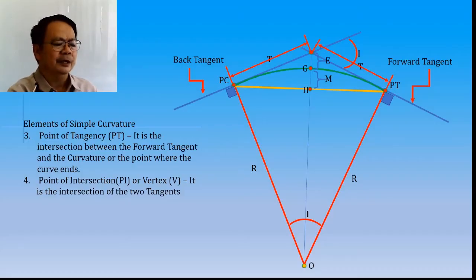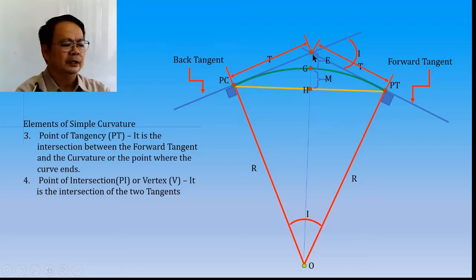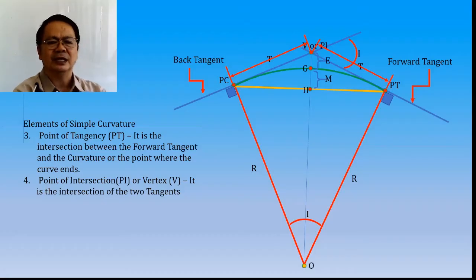Next is the point of intersection or the vertex. Ito yon. Nakita natin nagbiblink. It is the intersection of the two tangents. Kung saan nag-intersect yung dalawang tangent, we call that as the point of intersection or the vertex.